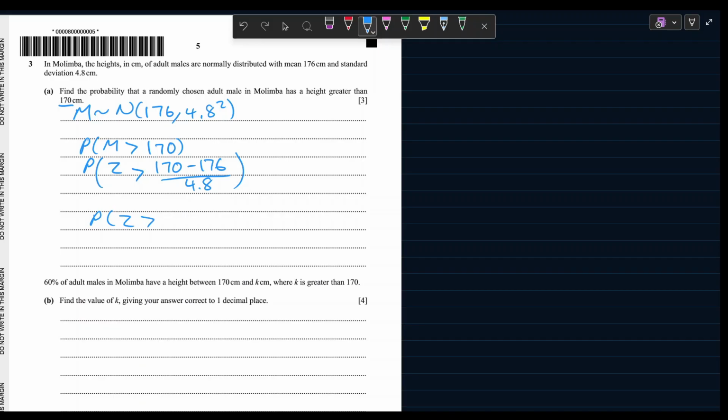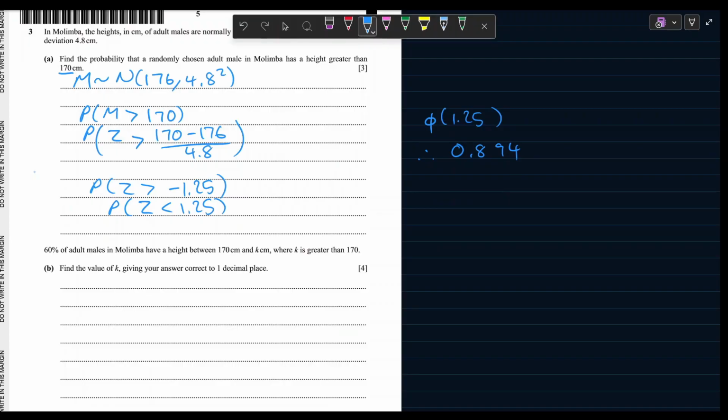This is 170 minus 176 over 4.8, and this gives us negative 1.25. We can rewrite this as the probability that Z is less than 1.25. So this becomes phi of 1.25. And if we read off the value of phi of 1.25 from our normal distribution tables, we get 0.894 correct to 3 significant figures, and that's our final answer.